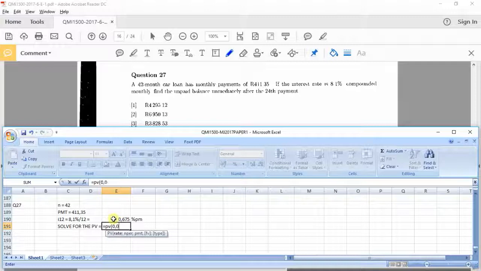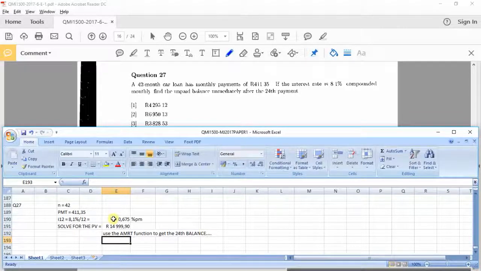Right, so on your calculator, PV is the rate. The rate is 0.081 divided by 12. The N here was 42. The payment was negative 411.35. Close brackets, answer. Okay, I get 14,999.90. Then use the amort function to get the 24th balance.